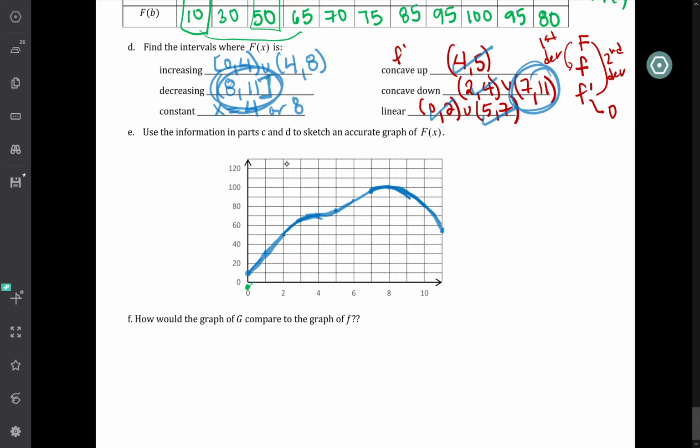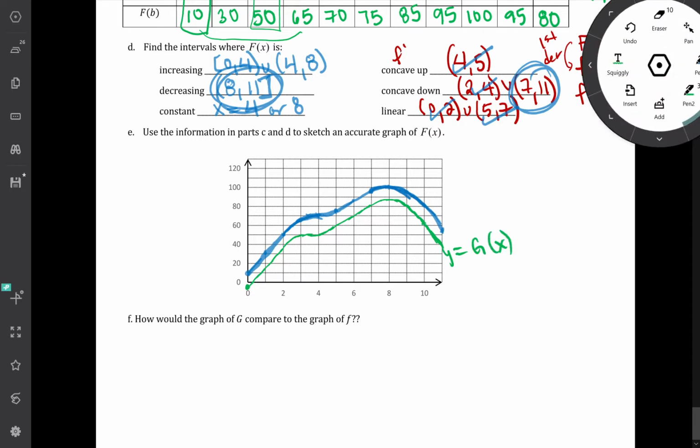Let's see if I can get this right. 1.5. It's flat. And then it gets concave up. Sort of. I didn't actually ask to sketch it, but I'm going to for good measure. And then here and here. Okay, so that's a rough sketch. This is G.